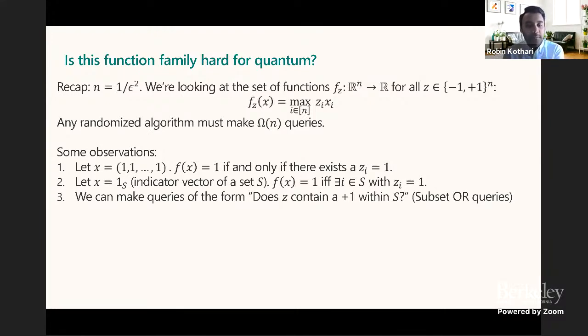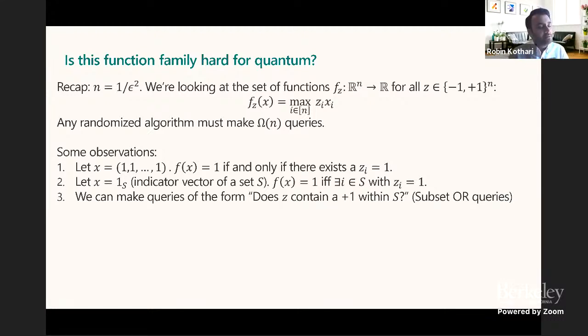In other words, we're able to make queries of the following form. I can specify an arbitrary subset of my choice and ask the oracle, does the string z, which I'm thinking of as an n-bit string, contain a +1 within this specified subset? I'm going to call this a subset OR query. The reason I call it that is I specify a subset, and the oracle computes the logical OR of all the bits inside that subset, where +1 is treated as a logical true.